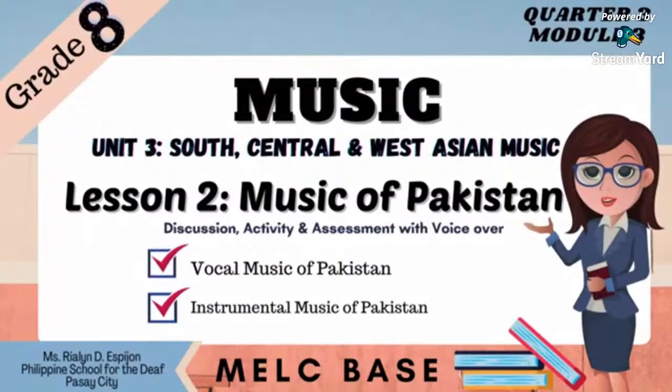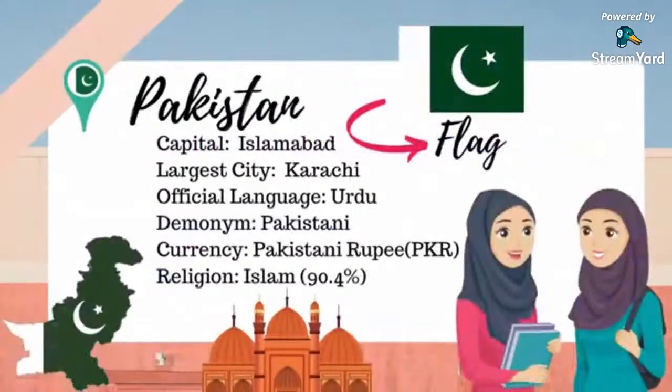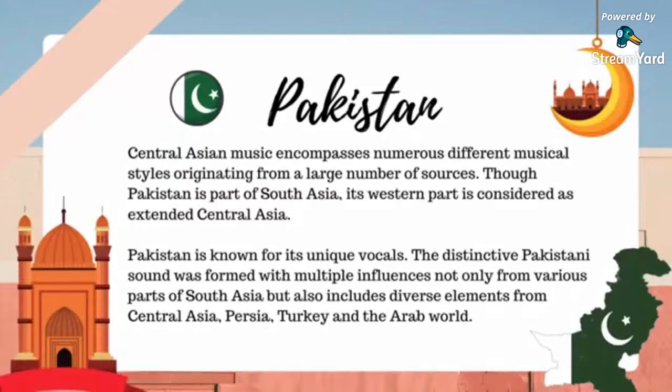Lesson 2, Music of Pakistan for Quarter 3. Let's fly to Pakistan. Capital, Islamabad. Largest city, Karachi. Official language, Urdu. Demonym, Pakistani. Currency, Pakistani Rupee, PKR. Religion, Islam, 90.4%. Pakistan. Central Asian music encompasses numerous different musical styles originating from a large number of sources.